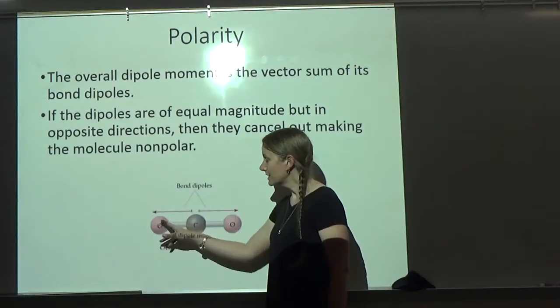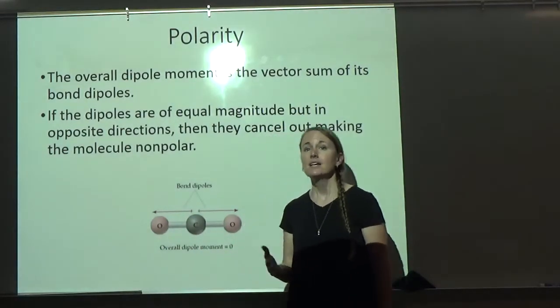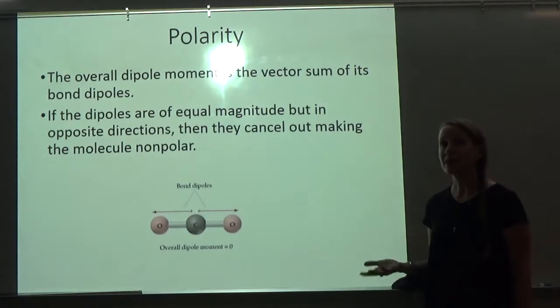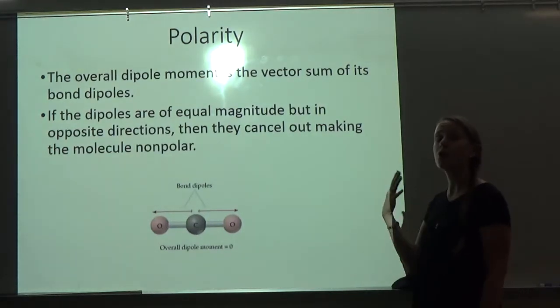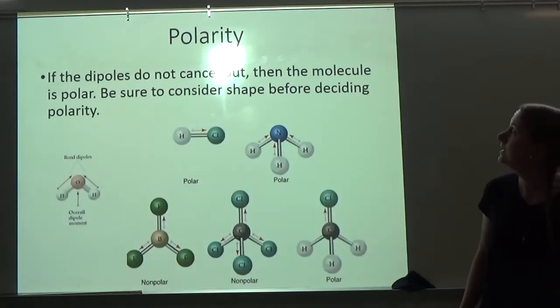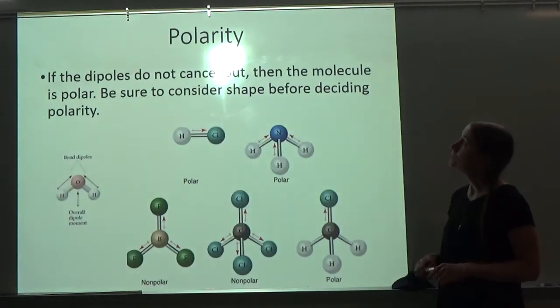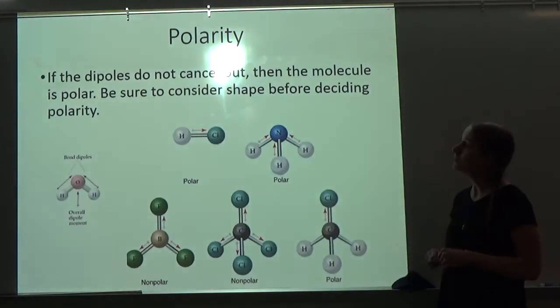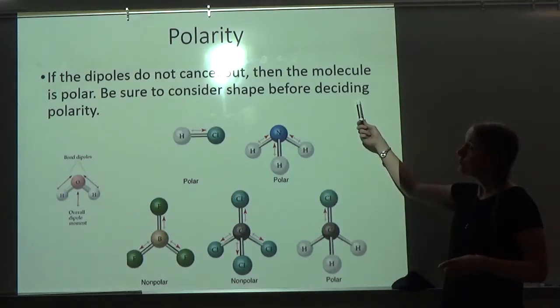If one of the bonds had been CF, then that's a different magnitude of a dipole moment, and so the whole dipole moment would not cancel out at that point. So if the bond dipoles do not cancel out, then the molecule is polar. Be sure to consider the shape.